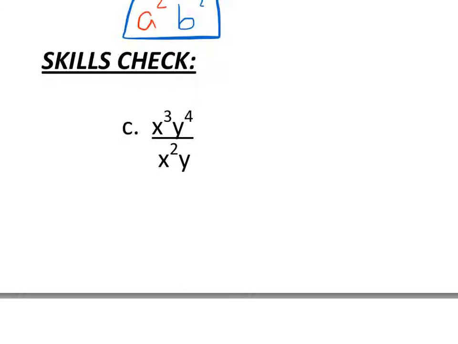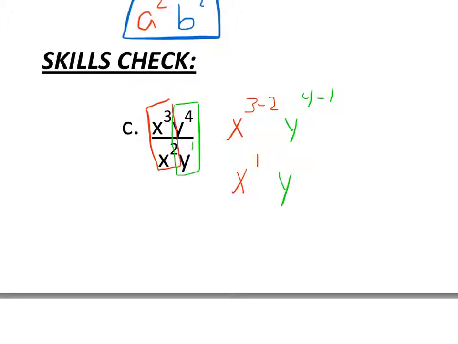Focusing on, of course, our first variables. So I have x to the top exponent minus the bottom exponent, which will give us x to the 1. Take a look at our y's, and it's y to the 4th minus 1. So that's a variable exponent of 1 there. So y to the 4 minus 1, which gives us y to the 3. And this can be written as x, y cubed.